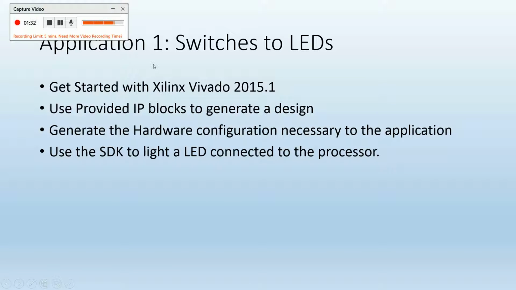In application 1, I will demonstrate how to get the switch values to appear on the LEDs. The goal with this application is to get started with Xilinx Vivado and use the provided IP blocks to generate a design. Once that's done, we're going to generate a hardware configuration necessary to do what we want with this application. Once the hardware configuration is done, we're going to export the bitstream files and the hardware to the SDK to actually program the board.